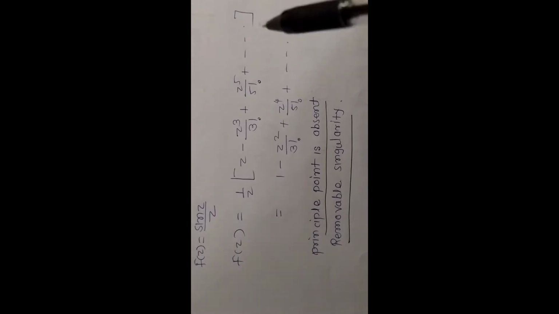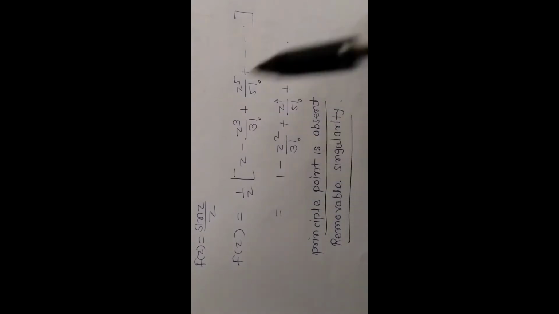Here the principal part is absent, because all terms are in the numerator. z is in the numerator, not in the denominator. When z is in the denominator, this is the principal part, and when z is in the numerator, this is the analytic part. So here all are analytic terms and the principal part is absent. That's why we can call it a removable singularity. When the principal part is absent, we call it a removable singularity.